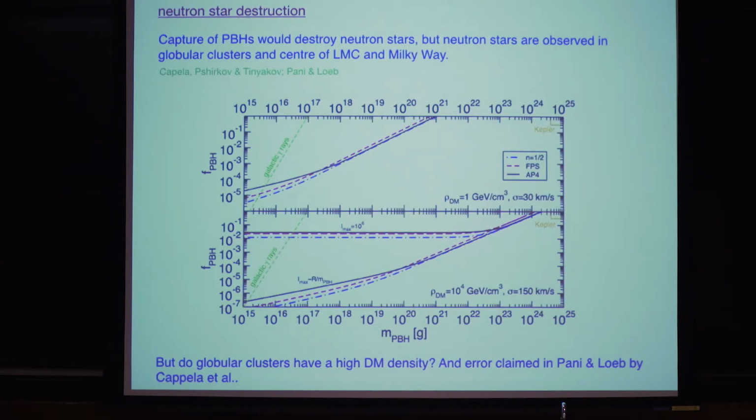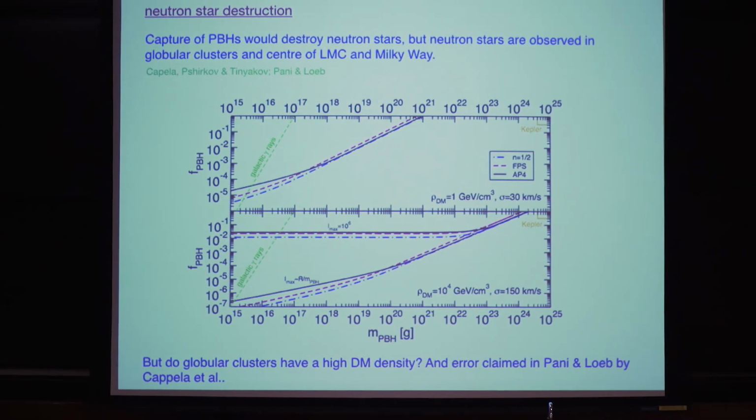We then come on to some more controversial things, and this is the effects of light primordial black holes on stars. In particular, primordial black holes would potentially get captured by neutron stars and potentially destroy them. And so the constraint here comes from looking at areas where there are neutron stars observed, where you expect the dark matter density to be high. So in particular, people have looked at constraints from globular clusters and also the centre of the LMC and the Milky Way.